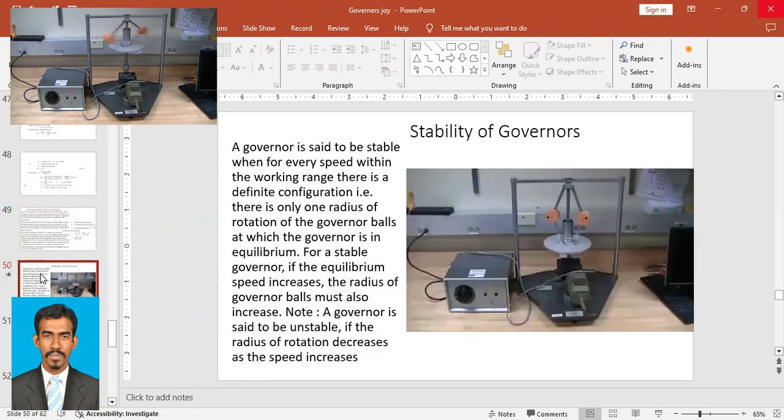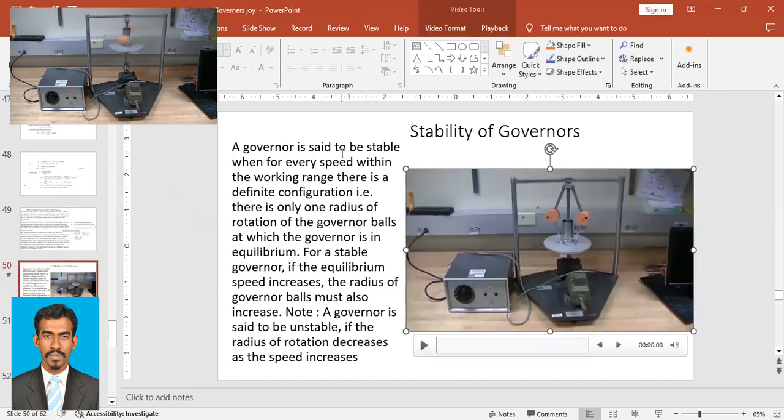Then we have another quantity, stability of the governors. Right? Stability. A governor is said to be stable when for every speed within the working range there is a definite configuration. Only one radius of rotation of the governor bolts at which the governor is in equilibrium.